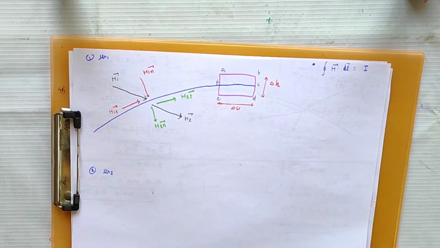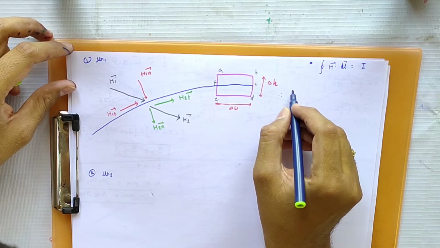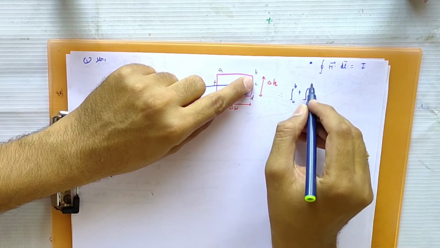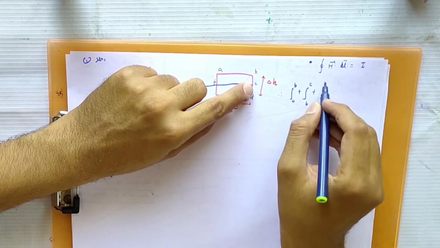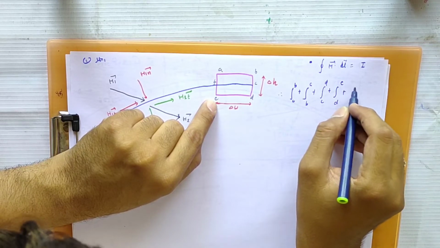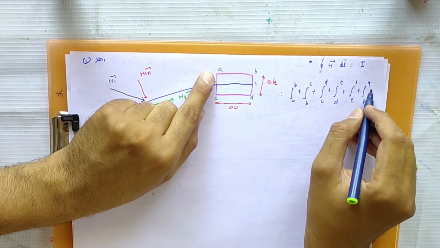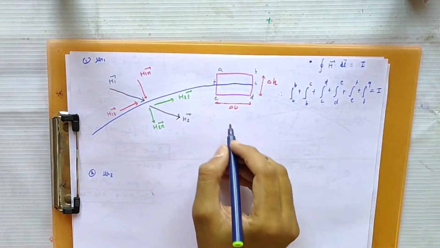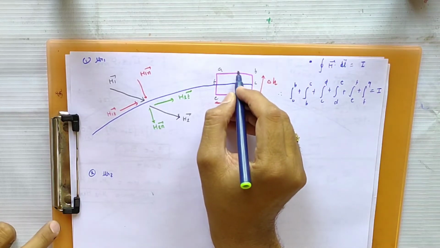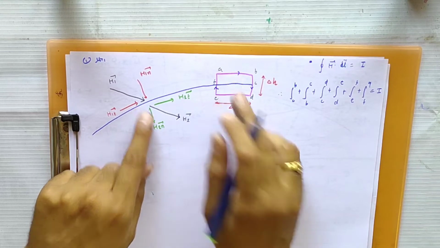Okay, so now A to B, B to C, C to D, D to E, E to F, and F to A is equal to I. Now, A to B. What is A to B? This is the direction that we have to choose. A to B is in the same direction of H1t.